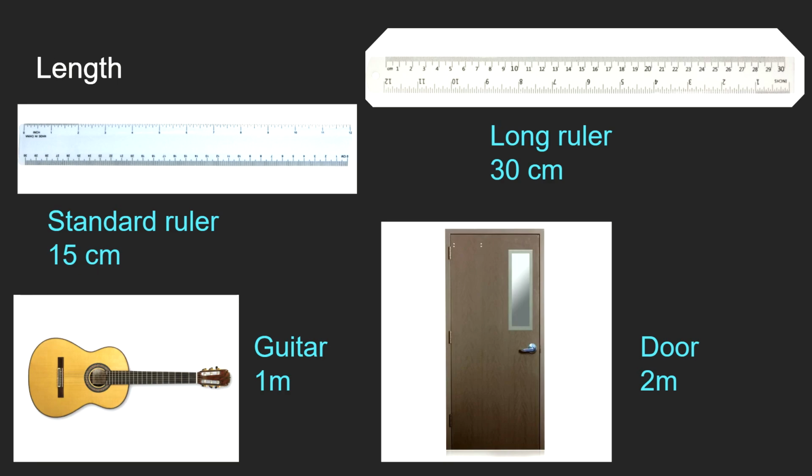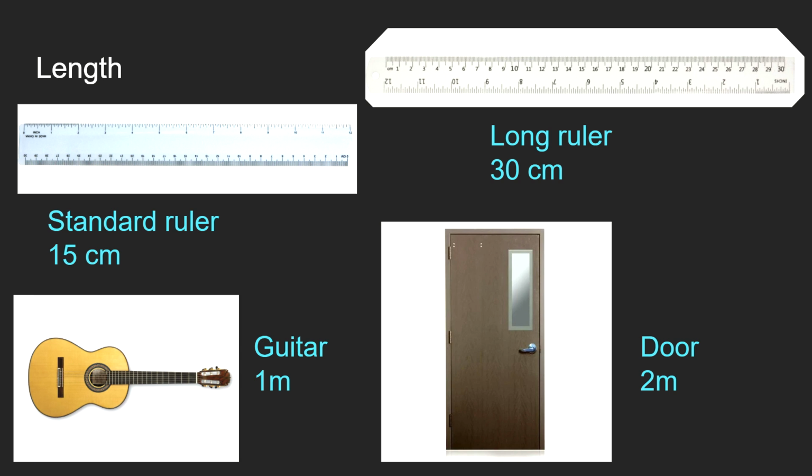And then next we have length. For length, there are many things that you can use as a reference. So obviously first we have our standard ruler, which is 15 cm. And then we also have this long ruler that is 30 cm. Long rulers are also quite common, I would say. Or if you have even longer ones, there's a meter ruler or 50 cm rulers.